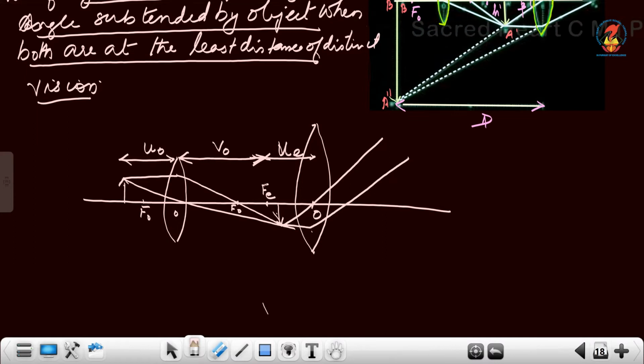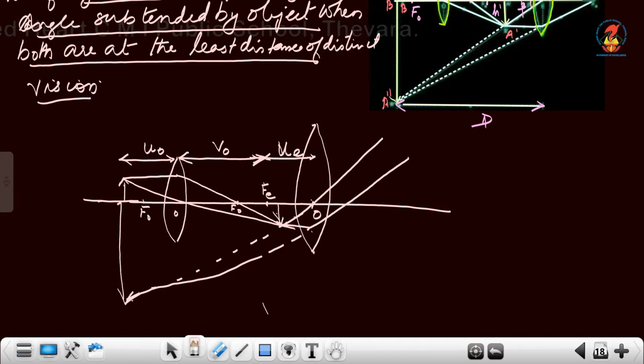Since it is placed between the focus and optic center, they won't meet. So, we trace the ray, and the final image is formed at this particular point, which is at a distance d from the optic center of the eyepiece. I hope this is clear.